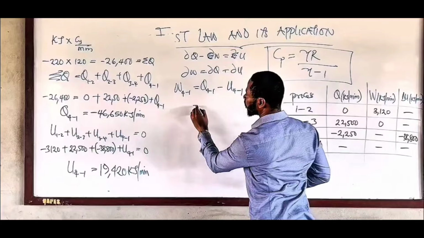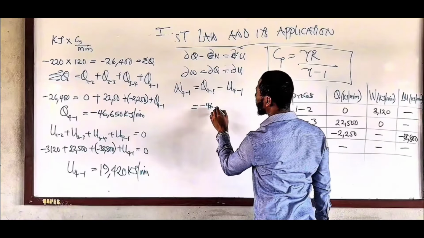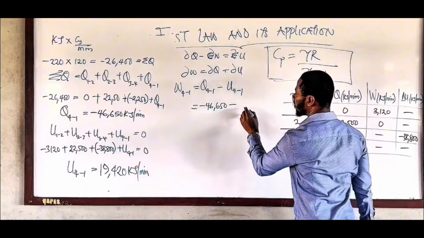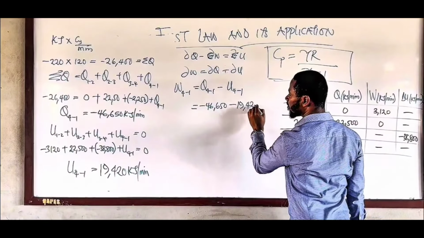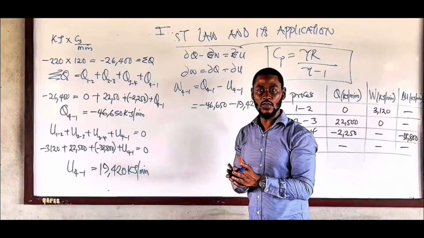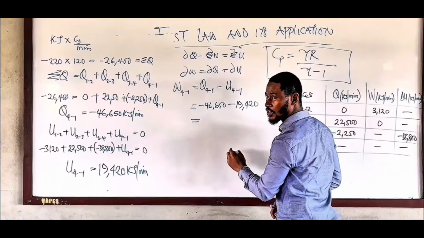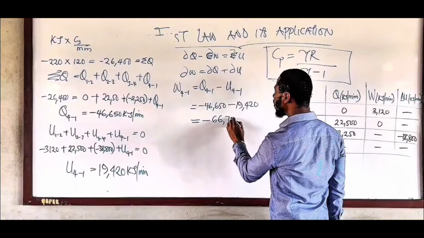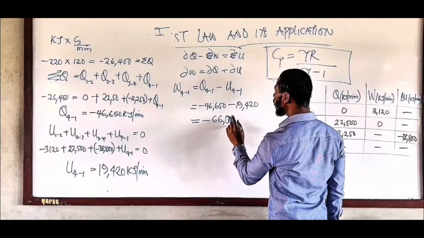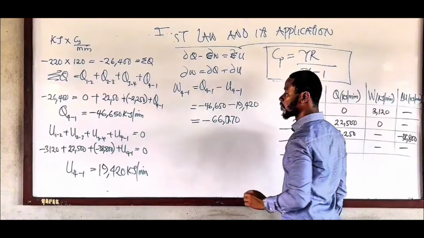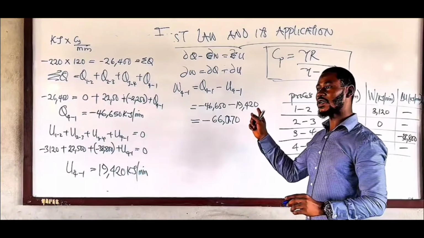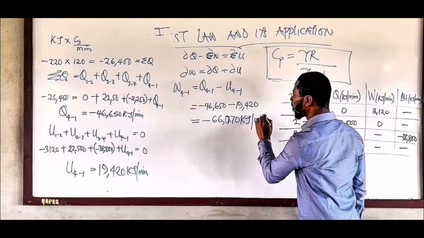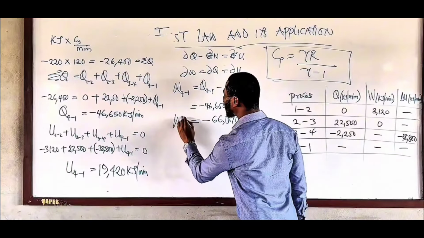This is the value of Q: minus 46,650, minus the internal energy, which is 19,420. So when you add up these two values, you are going to have minus 66,070. Is that all? You are going to add the units: kilojoule per minute. Note, this is not what you are asked to determine.